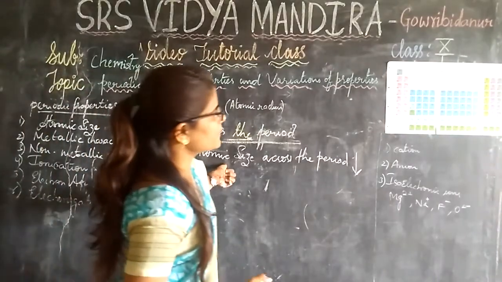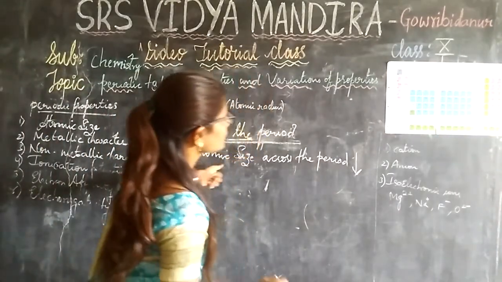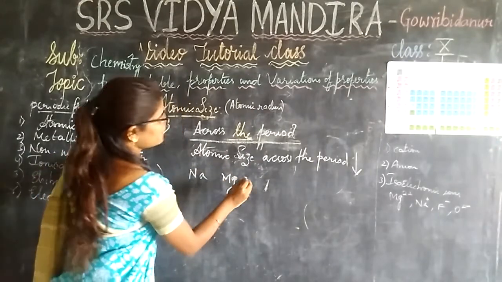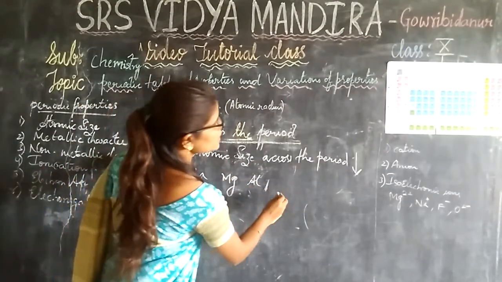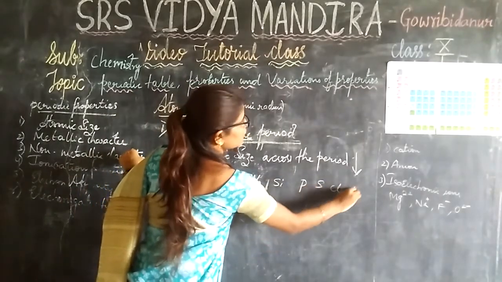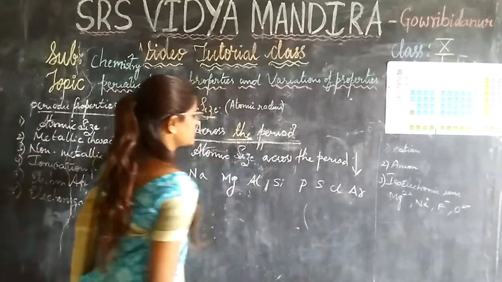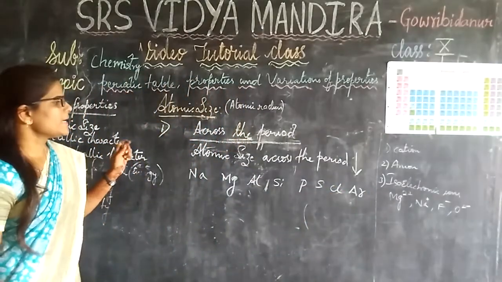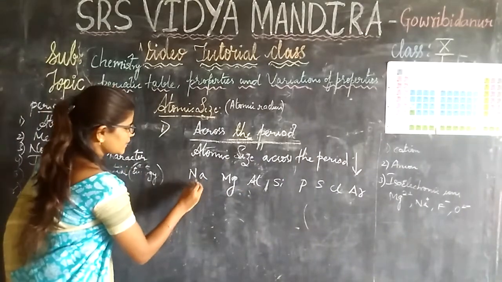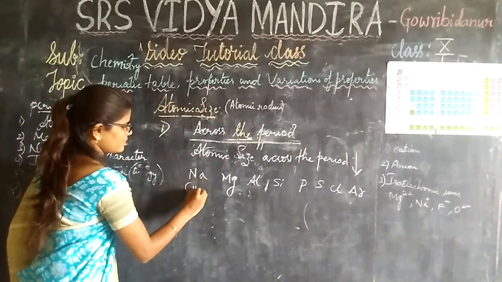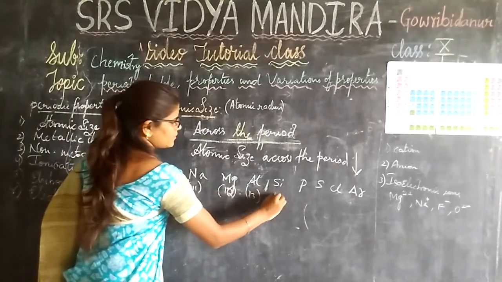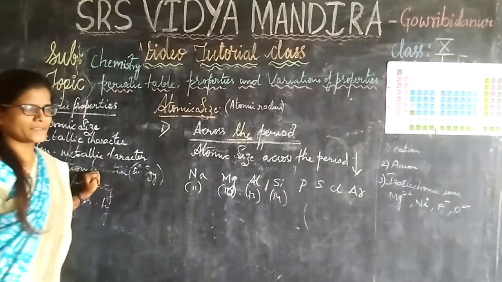Again, for example, you take sodium, magnesium, aluminium, silicon, phosphorus, sulfur, chlorine, argon. Atomic size across the period decreases. Suppose you take sodium, which will be having 11 electrons, then 12 electrons, then 13 electrons, then 14 electrons.